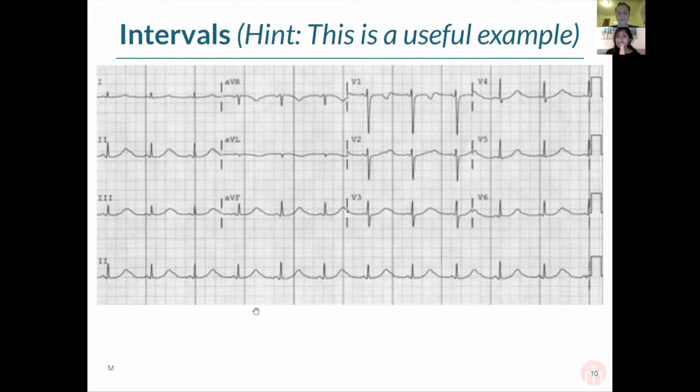And then there are 5 small boxes within each large box. So naturally 0.2 divided by 5, each of those ends up being 0.04. And so that should be your framework for how you're figuring out what's long, what's short, what's a normal interval for all of these things.